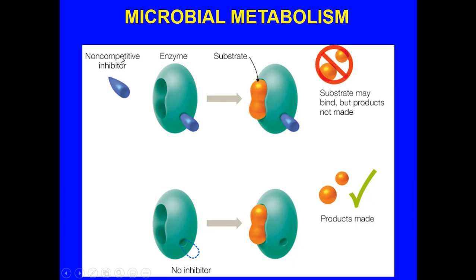Here's my non-competitive inhibitor. Here's my enzyme. Here's the active site. I pop this guy right in here, and what happens? Well, the substrate may even bind, but you're not going to get products made. Now, in this case, I have no inhibitor present, so I've got a nice, clean, uninterrupted structural integrity of the active site, and I have the substrate bind, and you have the chemical reaction that leads to the products made.